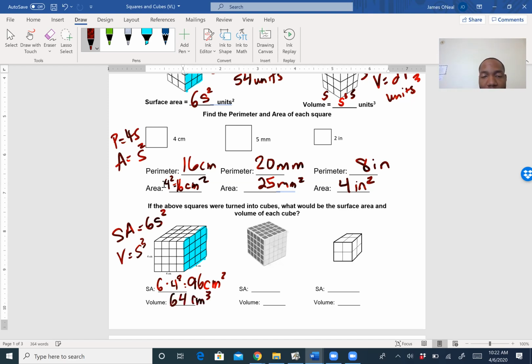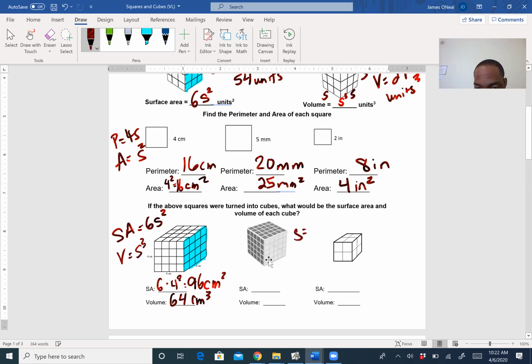Now, surface area is two-dimensional because it deals with the area of the face. Volume is three-dimensional because you're talking about each dimension here. So length times width times height. But for this one right here, finding the side is most important.